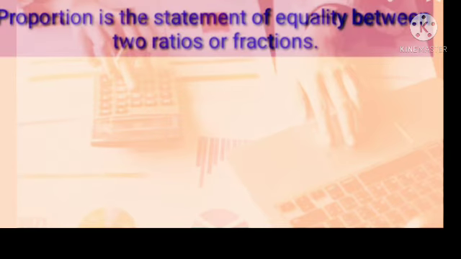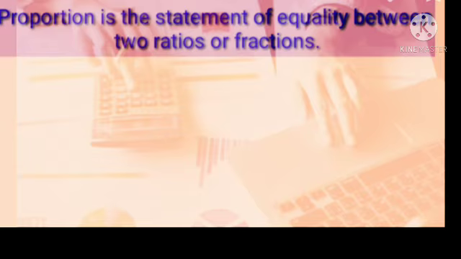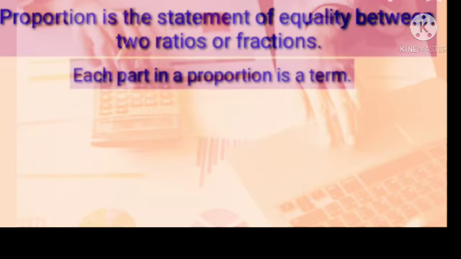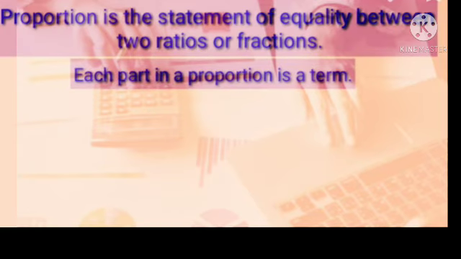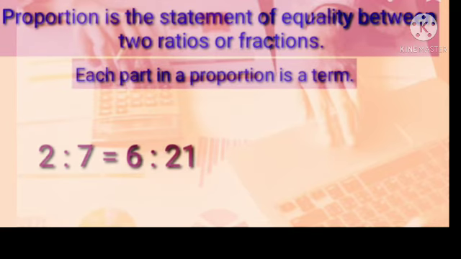As we recall from our previous topic, a proportion is the statement of equality between two ratios or fractions, which means that the two fractions or ratios involved in a proportion are equal. Each part in a proportion is a term. A term refers to all numbers in a ratio. An example of a proportion is 2:7 is equal to 6:21.